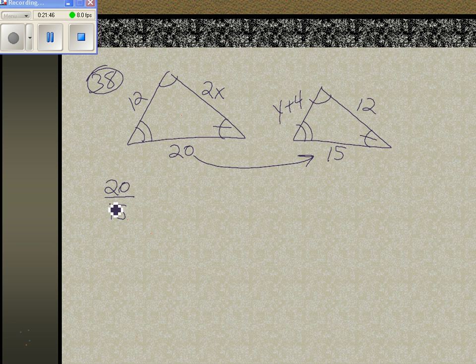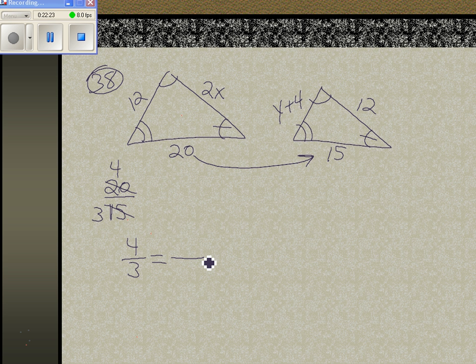Before we go any farther, if we wanted to do the scale factor, you take that and just reduce it down. And that's going to make things a lot easier if you find those two numbers that you know for sure that match up and you reduce it, because then the numbers aren't going to be so big. What will go into both 20 and 15? 5 will go into 20. 5 will go into 15. So the scale factor of these two triangles is 4:3. So we can use that ratio to set up with another ratio to solve for anything in these two triangles.